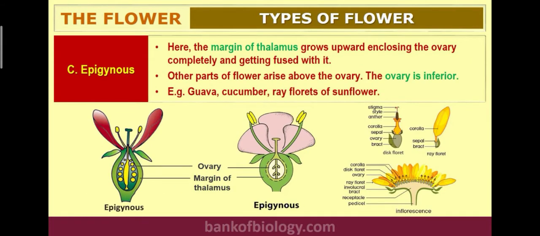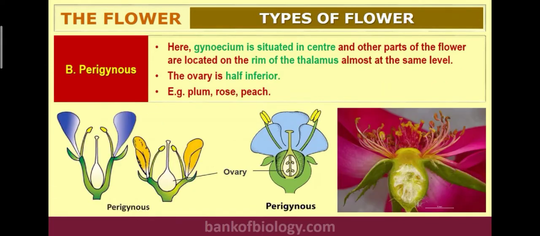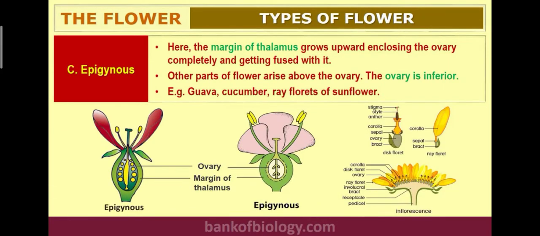Epigynous: the margin of the thalamus grows upward, enclosing the ovary completely and getting fused with it. It closely covers it, and the growth of the petals of the flower happens from the fusion. The other parts of the flower arise above the ovary, so the ovary is inferior. In hypogynous the ovary was superior. In perigynous the ovary is half inferior and in epigynous it is fully inferior. Examples: guava, cucumber, ray florets of sunflower. If you imagine the diagram of the sunflower flower, you can see that the flowers are above the ovaries, so the ovaries are inferior.